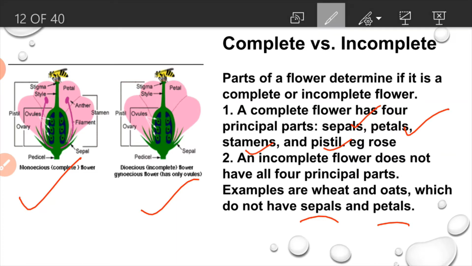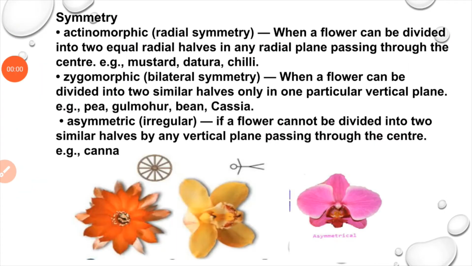Now we will study symmetry of a flower. So how can we cut the flower in parts? If it is radial symmetry, that means when a flower can be divided into two equal radial halves in any radial plane passing through it, then it is known as radial symmetry. And such type of flower is said to be actinomorphic.